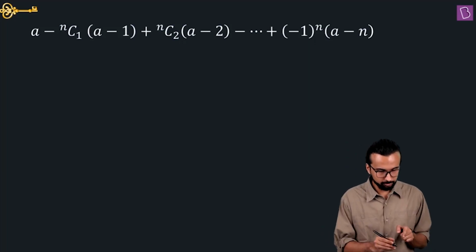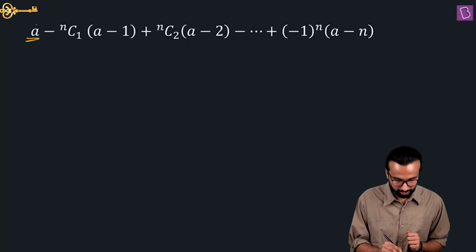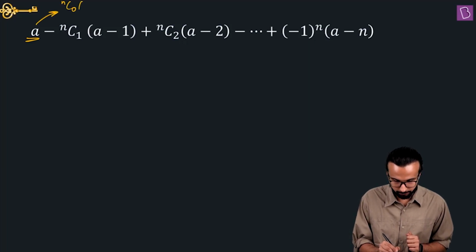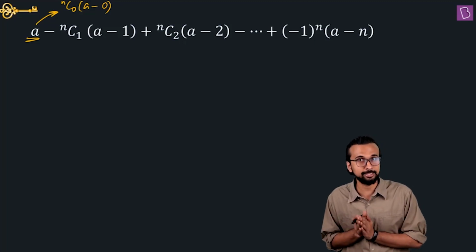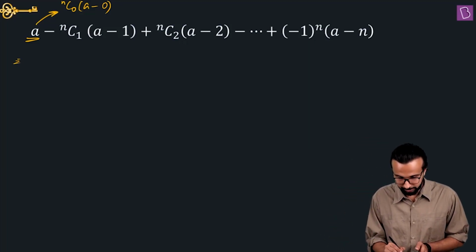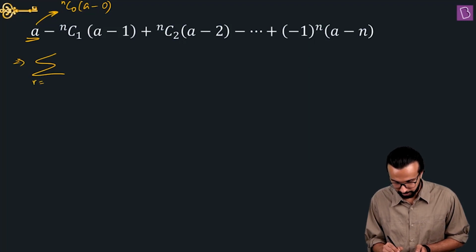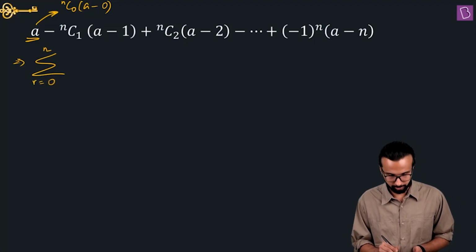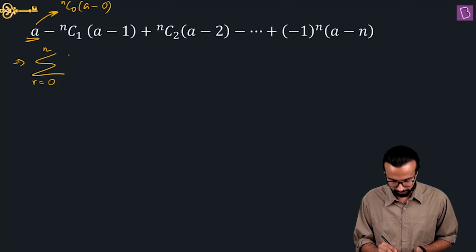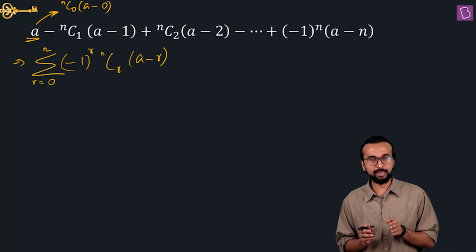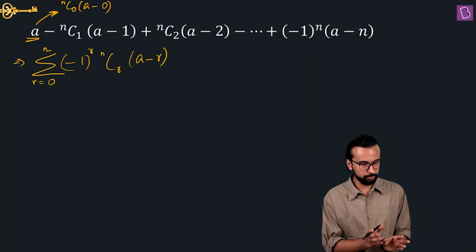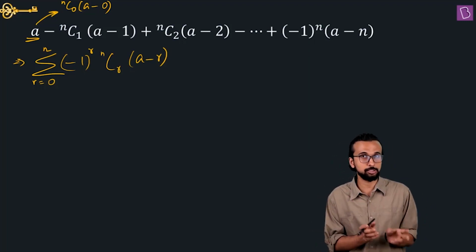Now the first term here is simply a. I'll write it as nC0 into (a - 0), which is the form in which the rest of the terms are written. So this can be written as sigma r equal to 0 to n, (-1)^r into nCr into (a - r). This (a - r) I will use to split this product into a difference of two terms.